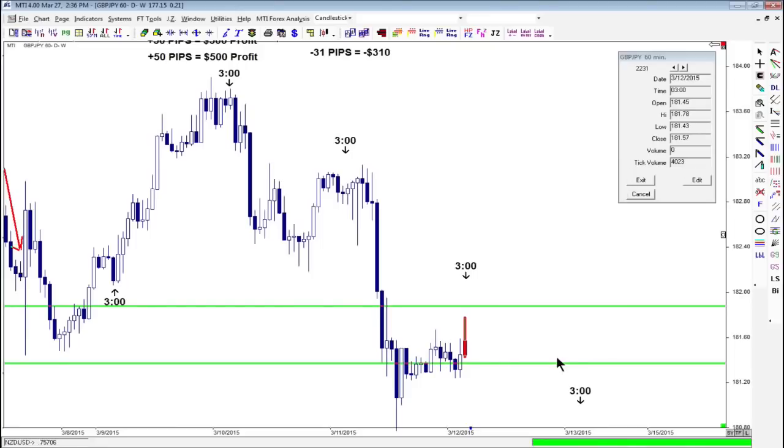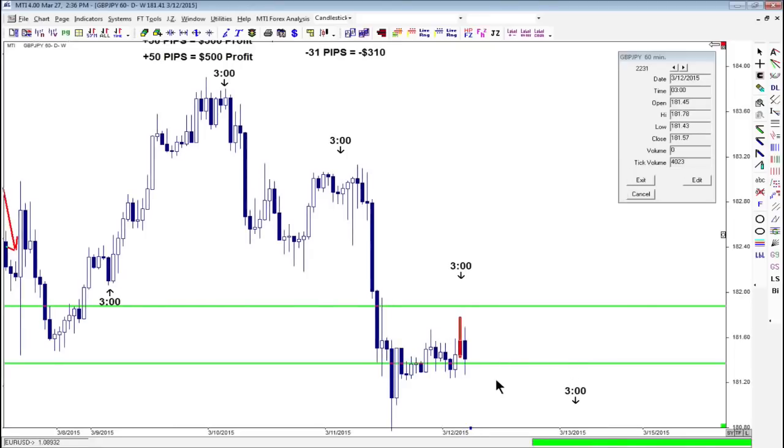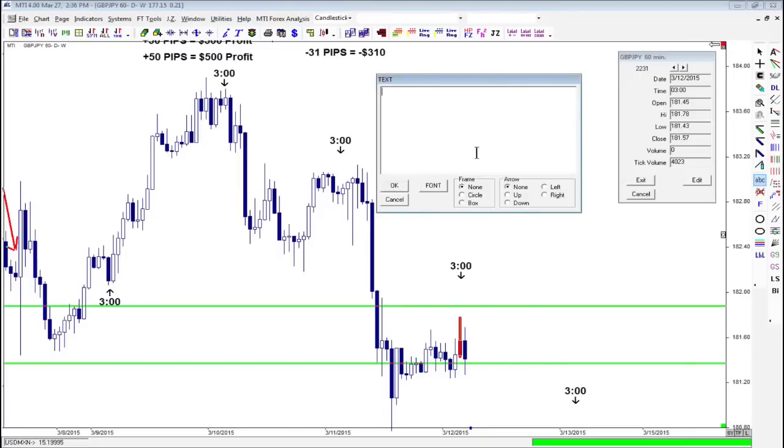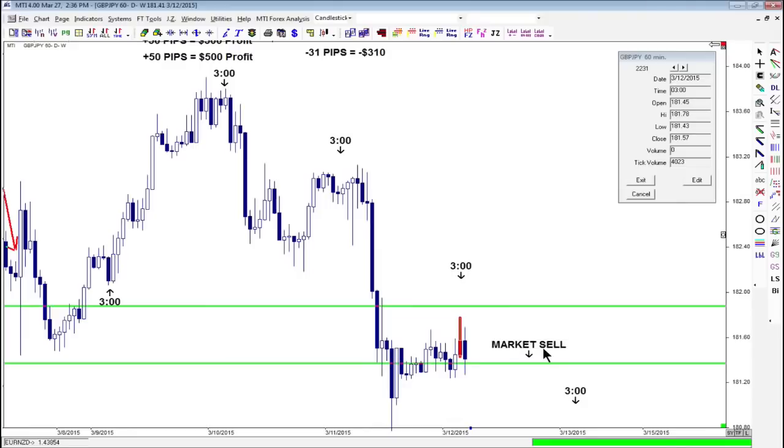Let's go ahead. Let's see what happens here. Next candle, bam. We are now in a market sell position. So market sell position. We're now in the market, shorting the market right there.